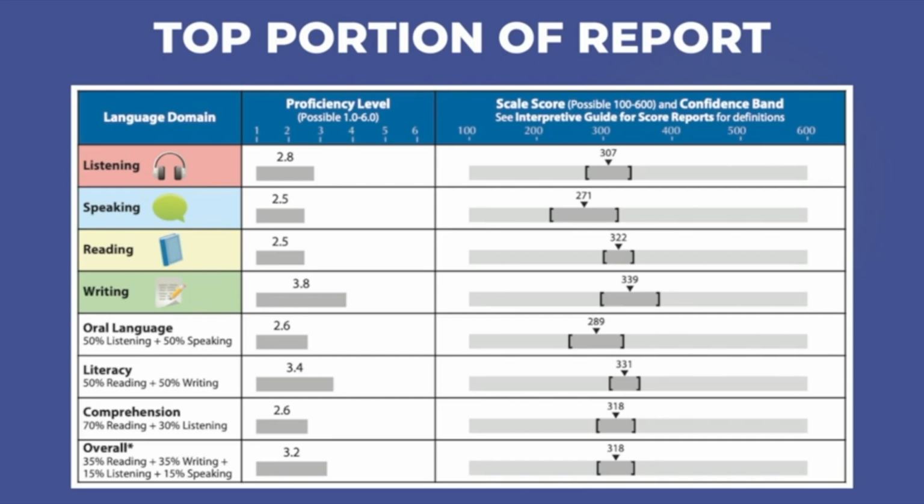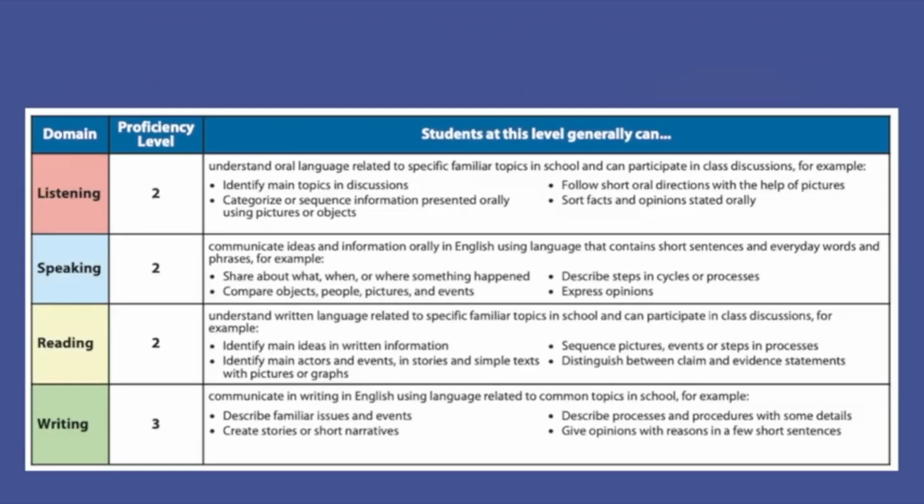The 2 columns on the right are the proficiency level and the scale score. Proficiency levels are interpretive scores. They are reported from 1.0 to 6.0. They describe the student's performance in terms of the 6 WIDA English language proficiency levels, which were shown in the graphic on the previous slide. Scale scores track student growth over time across grades and also take into consideration item difficulty. Scale scores should be used over proficiency level to compare student growth from year to year.